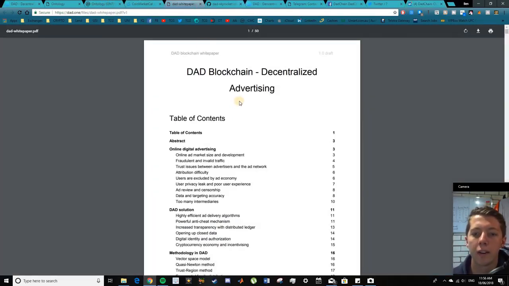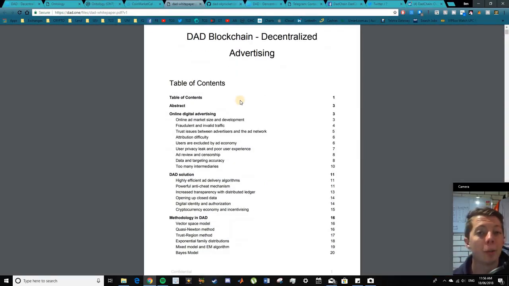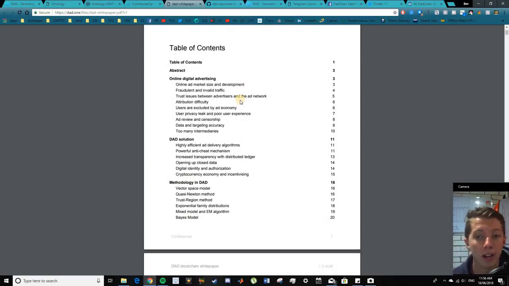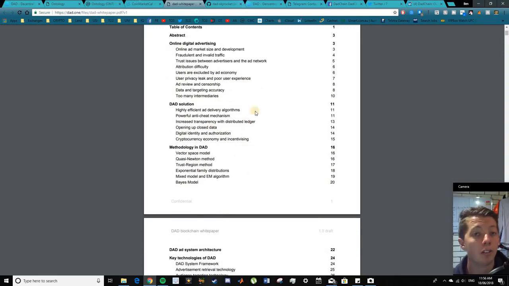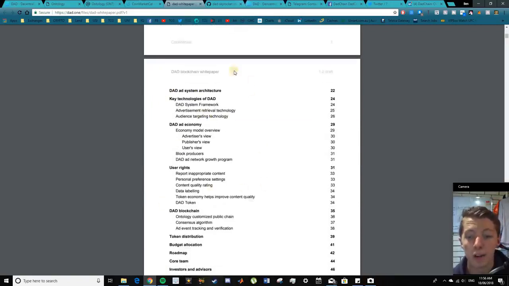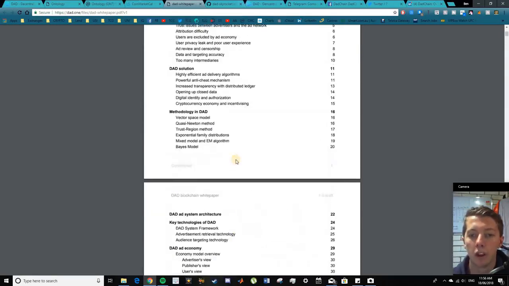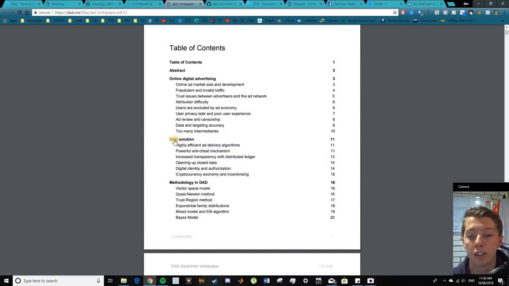So we will move now into the white paper and see if we can find some key information on the technology behind DAD and basically what they're trying to achieve and what they're trying to do different. If you look at the contents here, they basically give you an overview of the online digital advertising markets, some of the issues here, and obviously go into a lot of detail on the DAD solution itself, the methodology in DAD, the ad system architecture, which is made up of quite a lot of information, the token distribution, budget allocation, roadmap, team, etc. So we will head back up and we will jump straight into the DAD solutions.